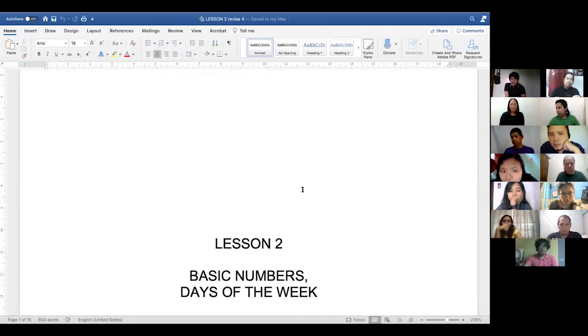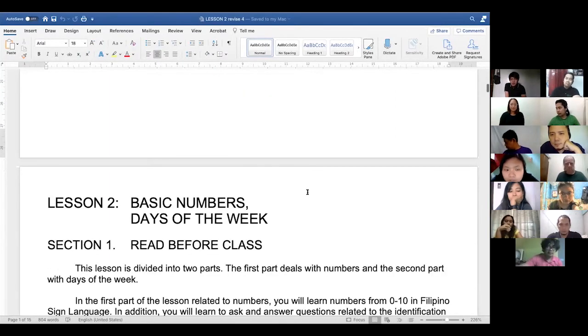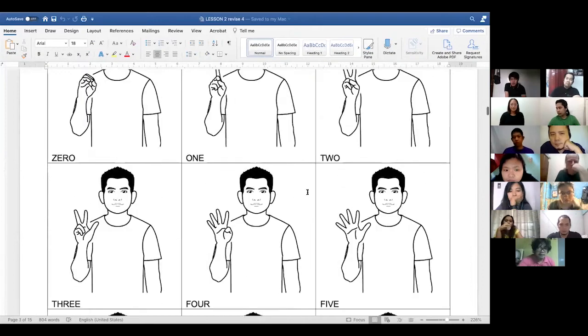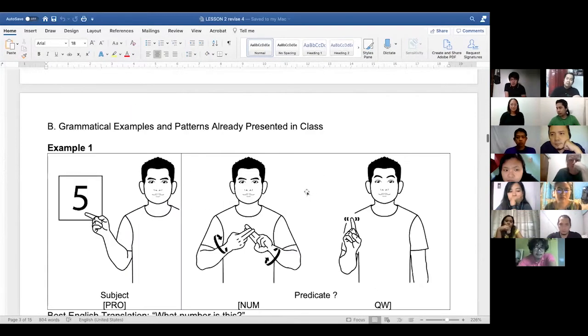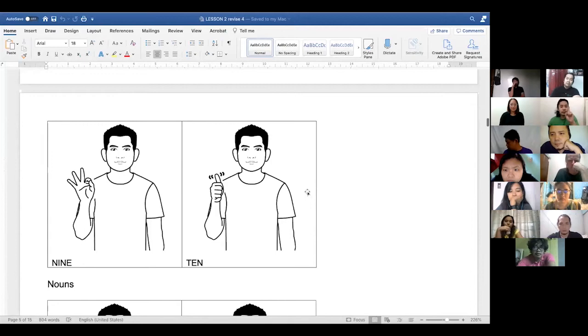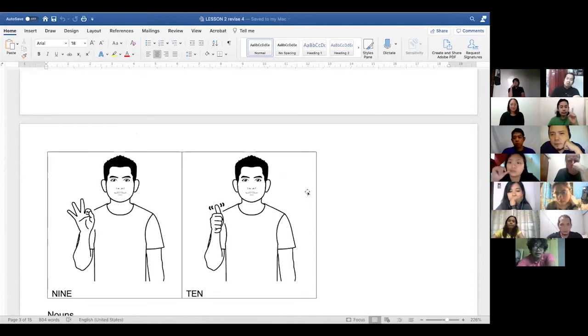Okay, I'll just zoom in a bit. All right, where should we go? Here? Oh, yeah, that's good. Go to the grammatical example, I think. That's fine.